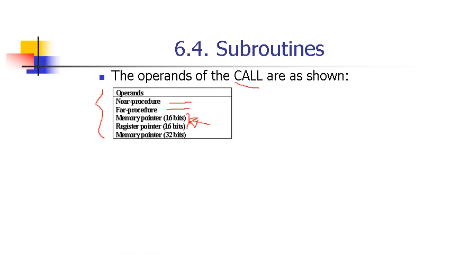But if you need to do some far procedure, your subroutine is not written inside the currently active code memory segment, then your operand should be a memory pointer, and this memory pointer points to 32 bits.